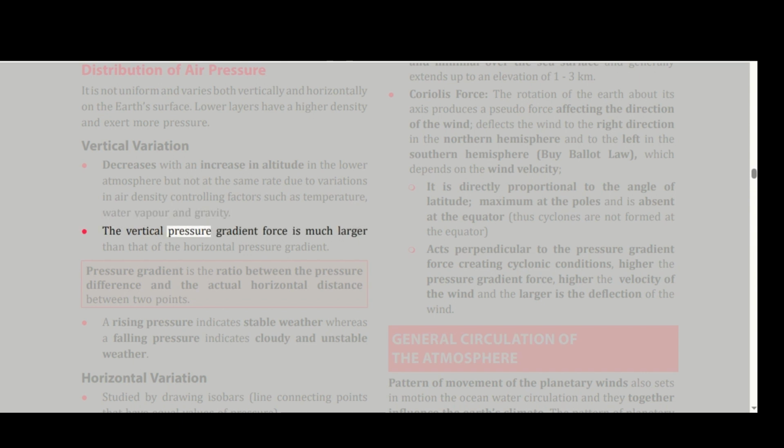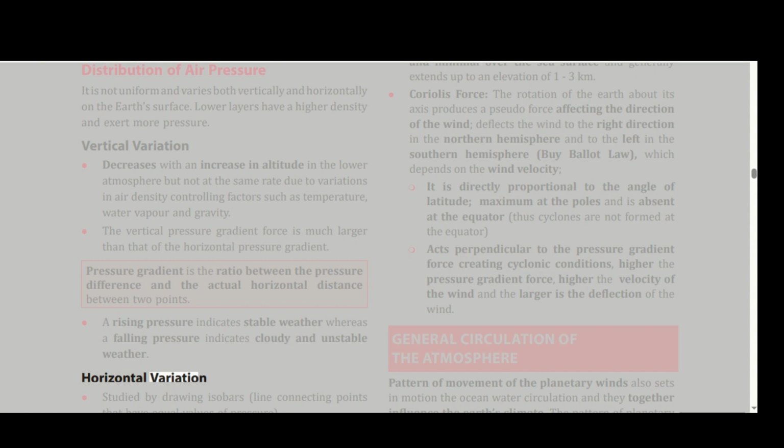The vertical pressure gradient force is much larger than that of the horizontal pressure gradient. Pressure gradient is the ratio between the pressure difference and the actual horizontal distance between 2 points. A rising pressure indicates stable weather, whereas a falling pressure indicates cloudy and unstable weather.